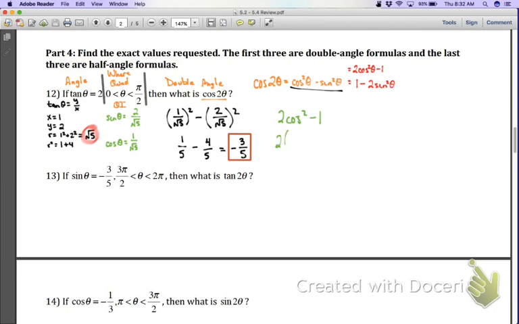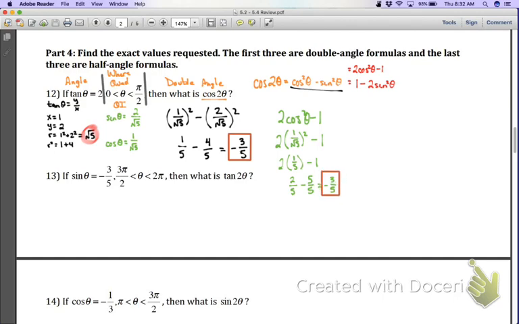I do the same thing with 2 cosine squared theta minus 1. I go 2 times 1 over the square root of 5 squared, and then minus 1. So 2 times 1/5 minus 1, so 2/5 minus 5/5. What's 2/5 minus 5/5? Negative 3/5.